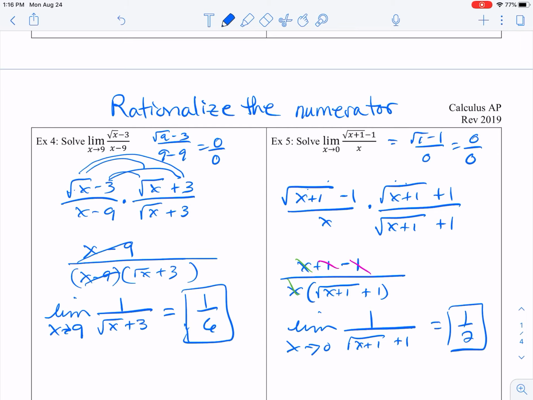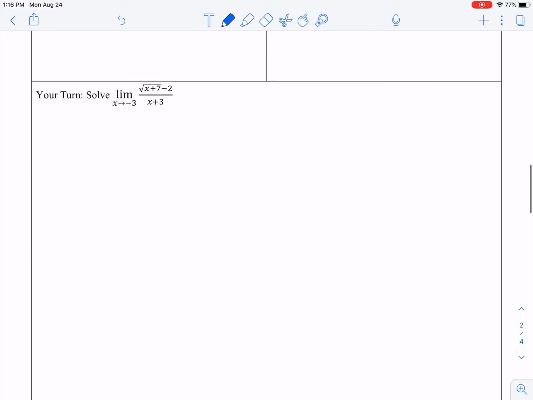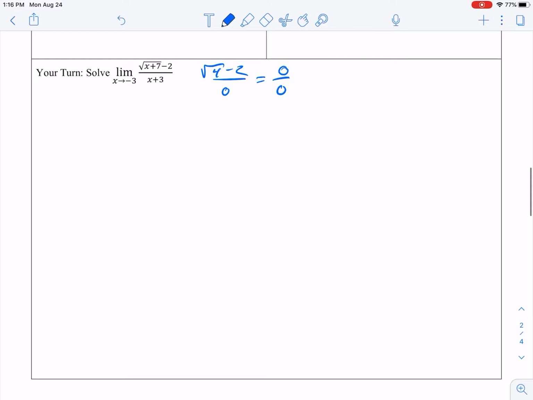We've got to do the next one because you're going, well, don't I just put it on the bottom and life's good? No, it doesn't work out that way. Okay, last one. First place, plug in negative 3. So now I got the square root of 4 minus 2 over 0, which is 0 over 0. Indeterminate. Don't stop. Keep going. Do something. Square root of x plus 7 minus 2 over x plus 3.